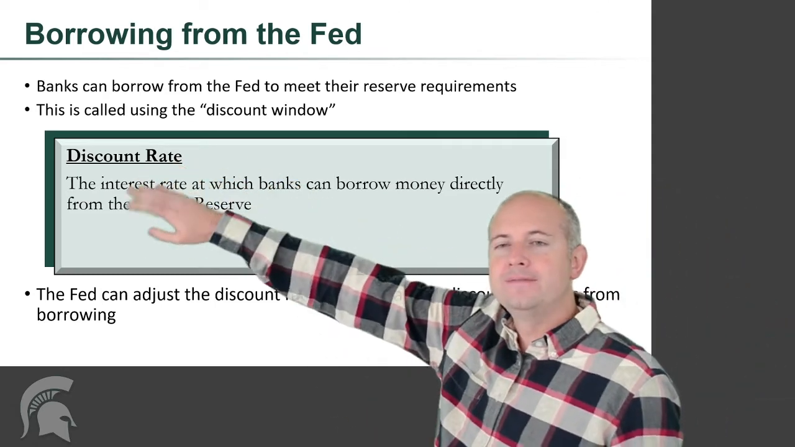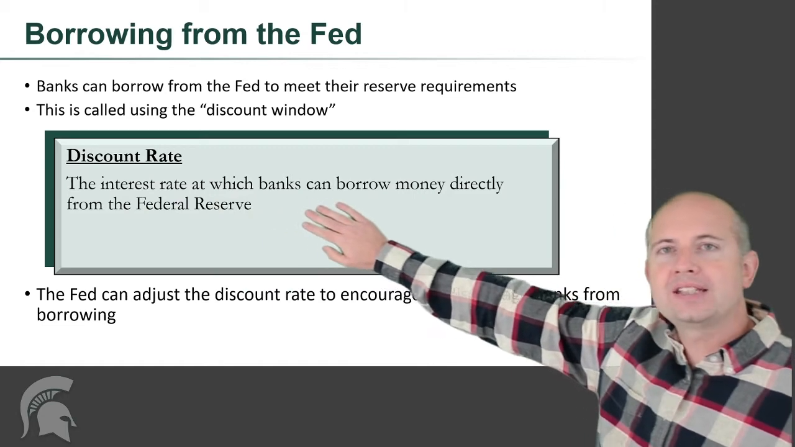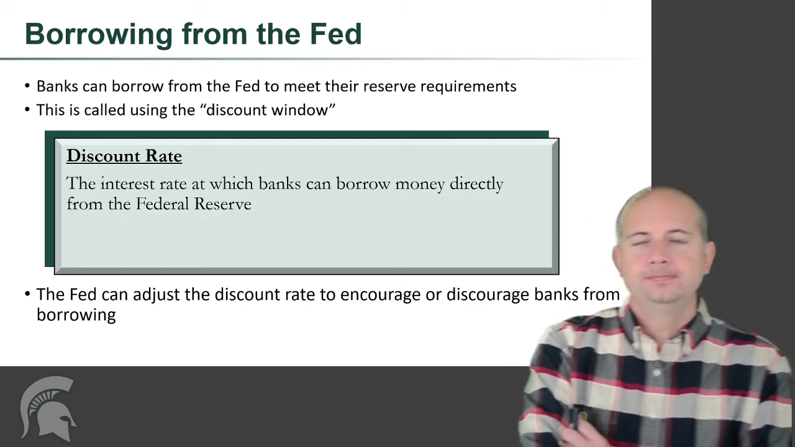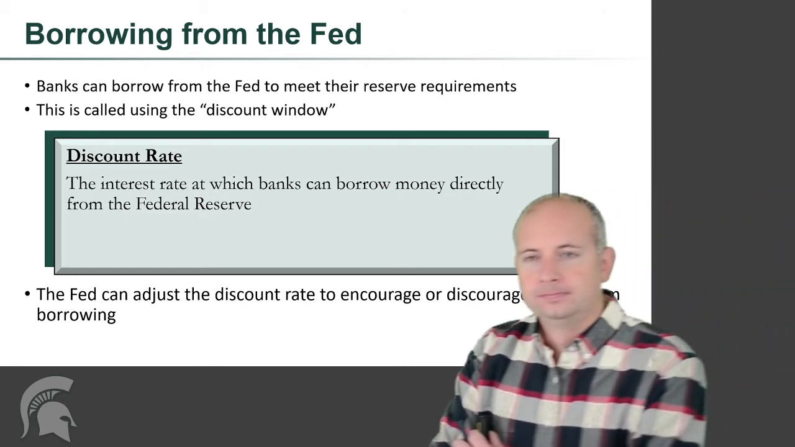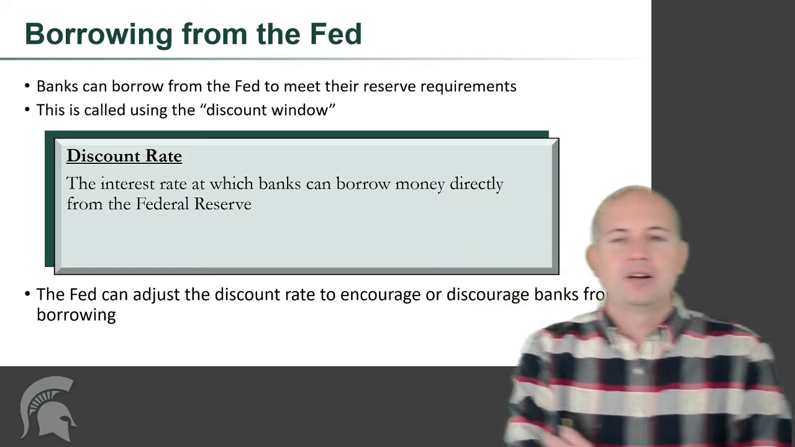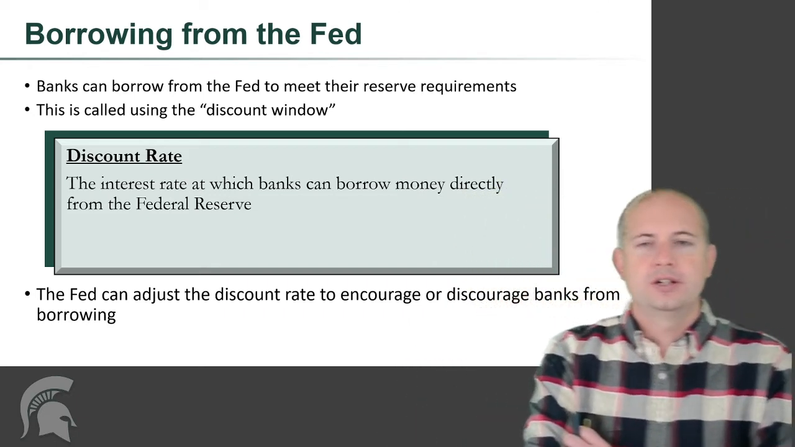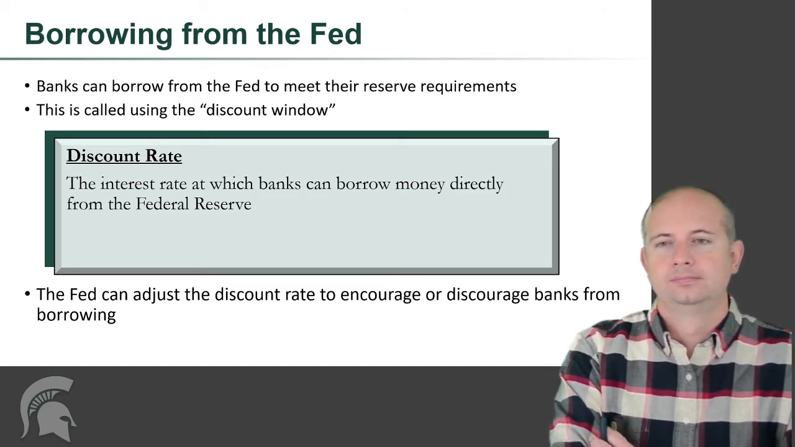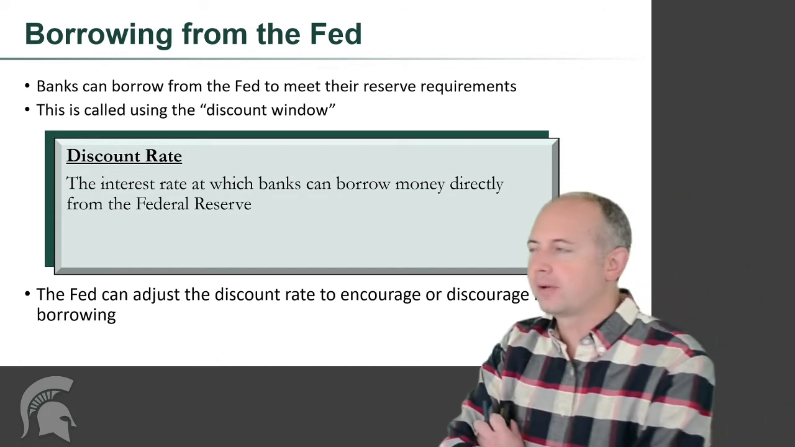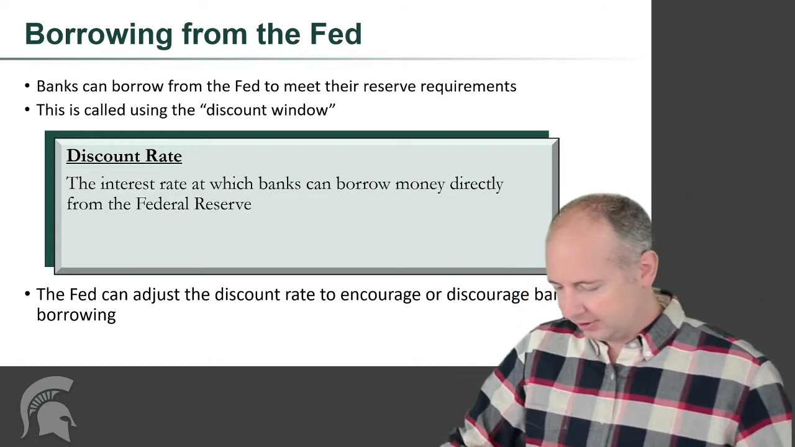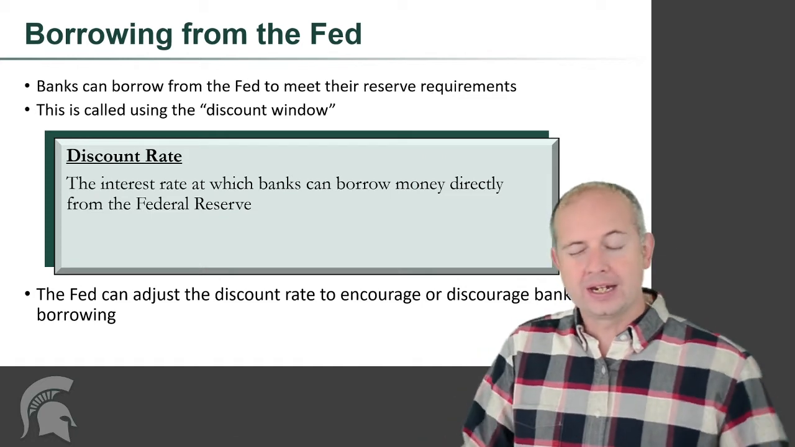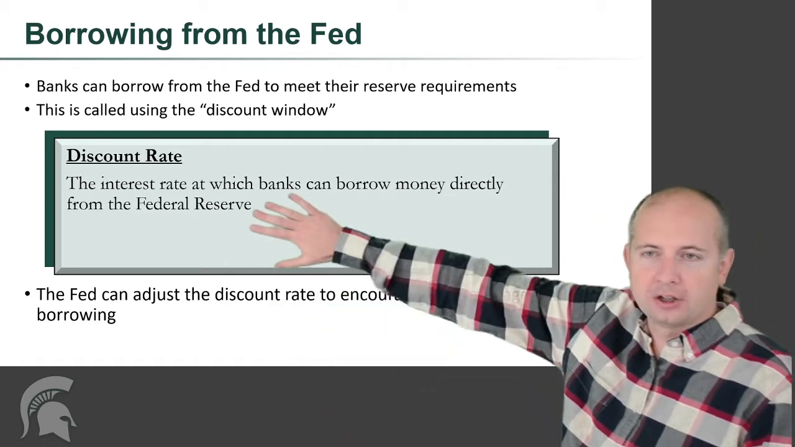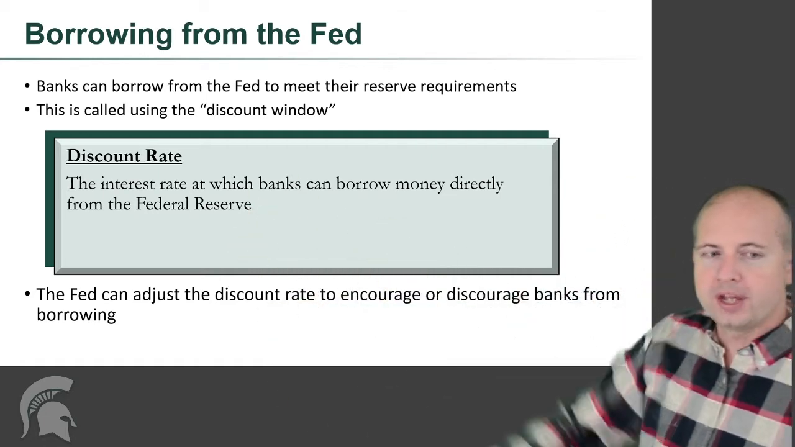The discount rate is the interest rate at which banks can borrow money directly from the Federal Reserve. The Fed can adjust the discount rate to encourage or discourage banks from borrowing. So this one, unlike the federal funds rate, there's no suppliers and demanders of money, like Wells Fargo and Bank of America choosing a price. Here, the Fed is the seller. The Fed can decide what they want the discount rate to be.